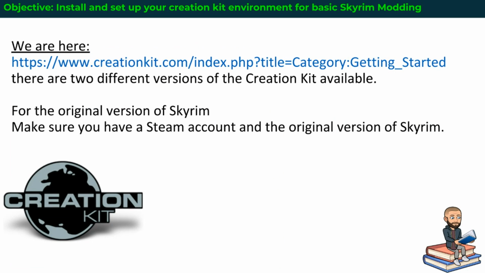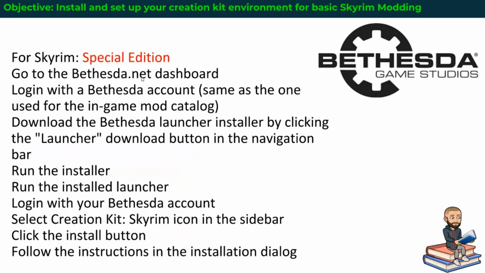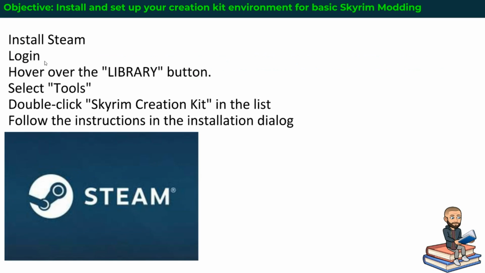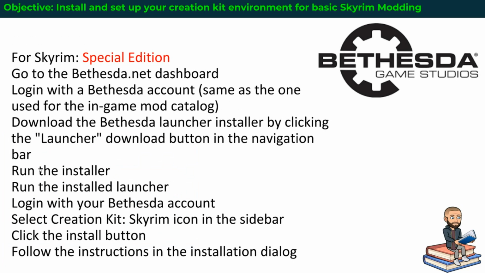Like I mentioned before, there are two versions of the Creation Kit depending on if you have the original version of Skyrim or the Special Edition version. If you have the original, you'll want to have a Steam account to do this, and of course the original version of Skyrim on that Steam account. You'll log in, hover over the Library button, select Tools, double-click Skyrim Creation Kit in the list, and then follow the instructions from there. For the Special Edition people, you'll go to Bethesda.net and follow these instructions. You can pause the video here, and if we're doing this in class, you can ask for my help.